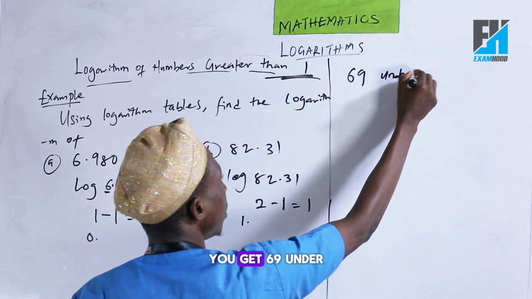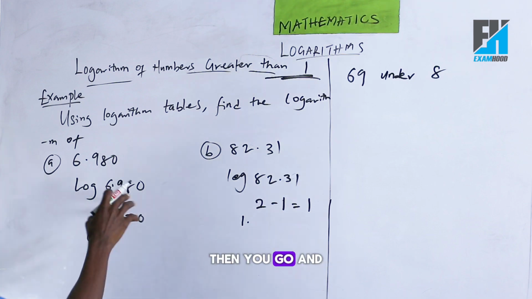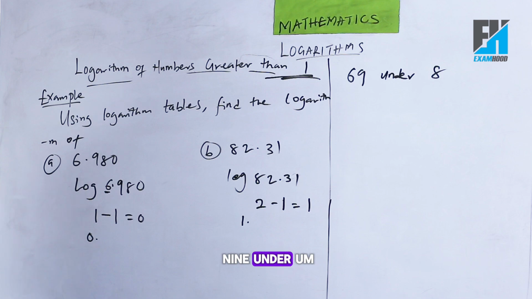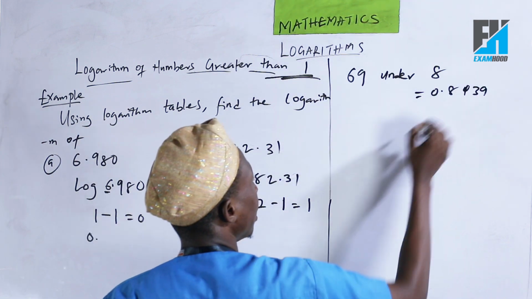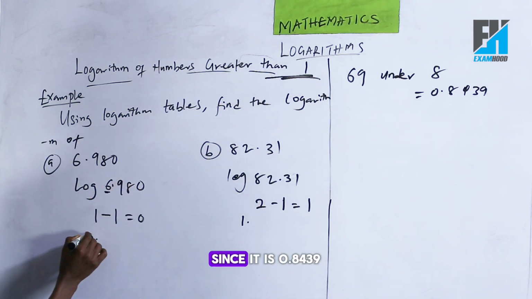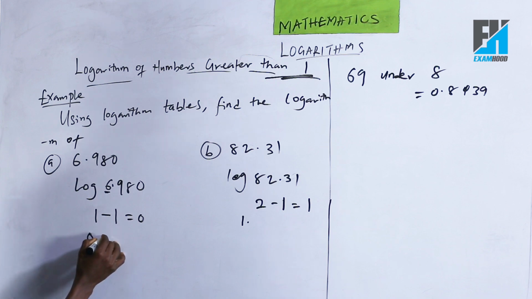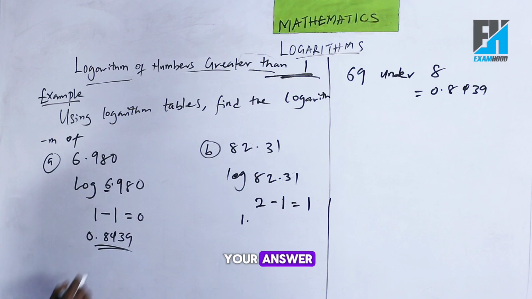69, 8. You check the answer, then you go and check the difference if there is a difference, but for this case, there's no difference. So let's check. 69 under 8 gives us 0.8439. Alright. Since it is 0.8439, you just add it to this characteristic. Of course, you just add it to the 0.8439. And that is your answer.